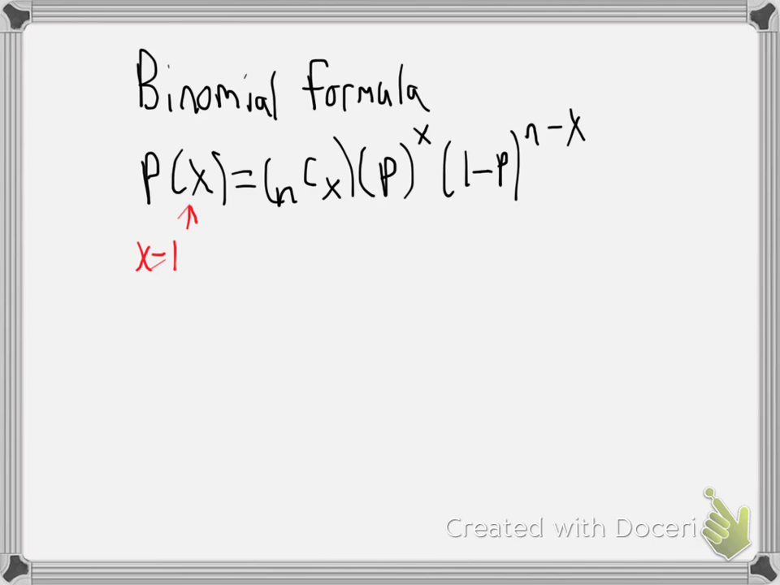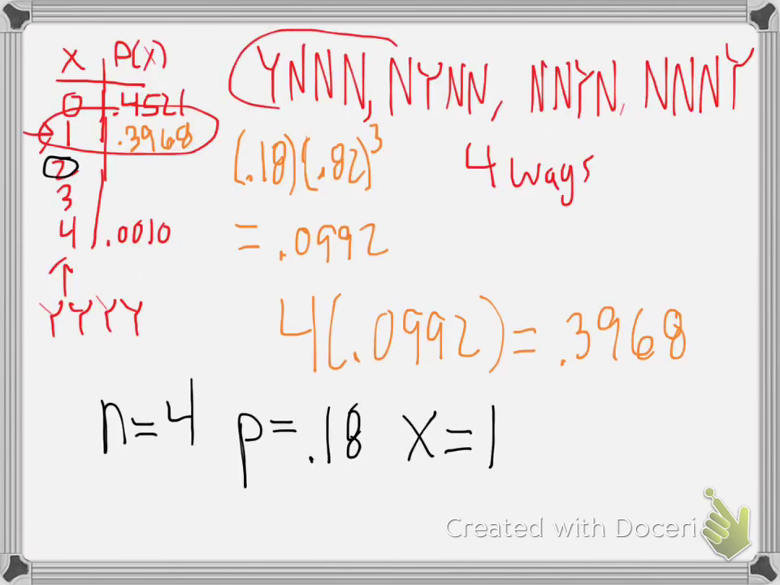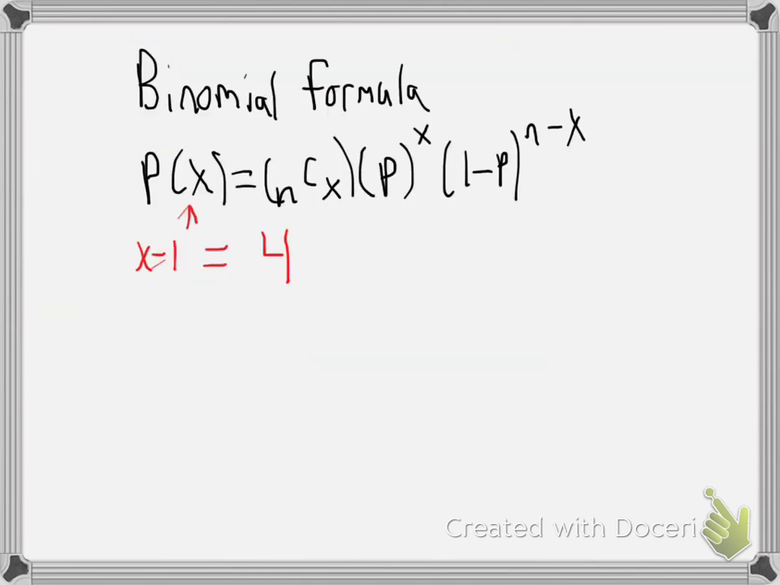Okay. So the first part of the formula tells you how many ways this can happen. That's the math notation here. You see n, c, x. It's called n choose x. And that tells you how many ways you can have x successes organized out of n trials. Remember, we found that to be 4. Remember, we did the organizations right here. There were 4 different ways we could get 1 yes out of 4.